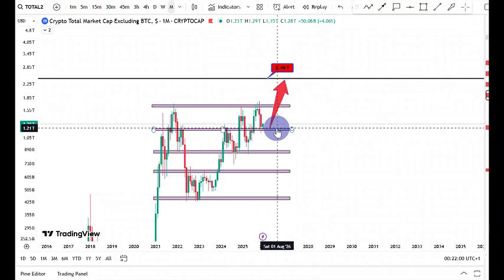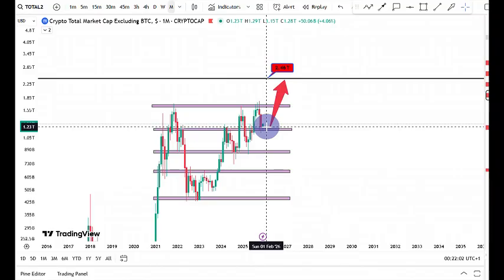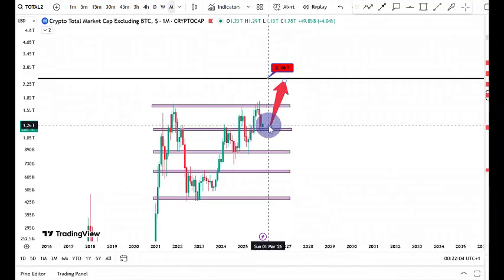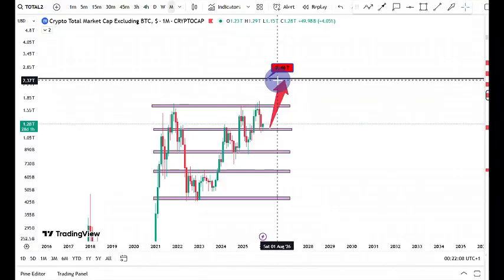As you can see, altcoin market cap at the support, expect some sort of bounce, probably some sort of consolidation in December, and then we see a massive bounce going into January. But we continue to remain bullish, expecting higher price targets for every single altcoin.